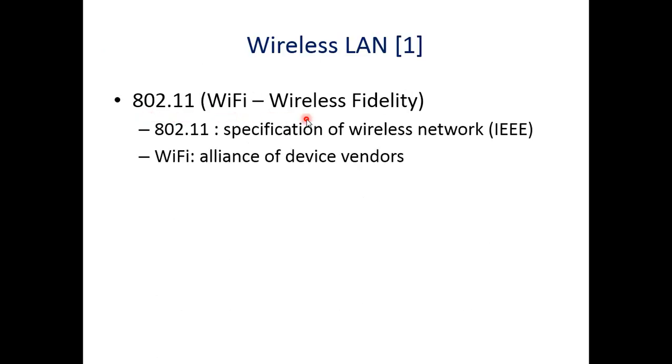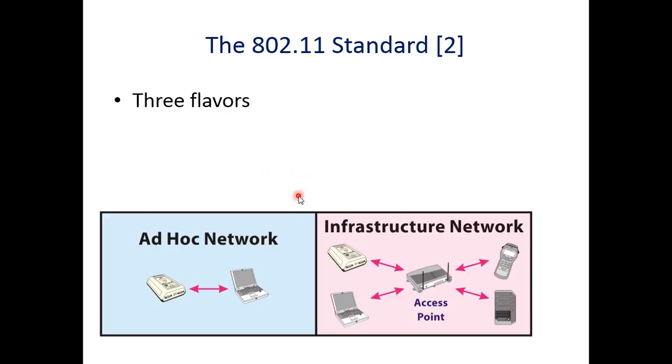Now wireless LAN, the standard given by the IEEE for wireless LAN is 802.11. It is Wi-Fi, which means wireless fidelity. 802.11 specification is given by the IEEE for wireless networks. And what is Wi-Fi? Wi-Fi is nothing but an alliance or group of device vendors. Now there are three flavors in 802.11 and two modes. One is the ad hoc mode and second is the infrastructure mode.